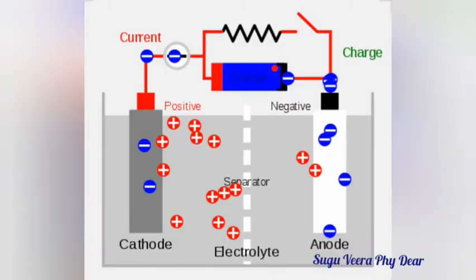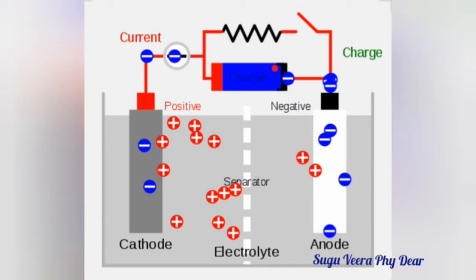Cathode is negative, anode is positive. So cathode attracts positive charge and anode attracts negative charge. Now electron flow is from cathode to anode, negative to positive terminal, and current flows from anode to cathode, positive to negative terminal. Then after ionization, cathode has cations and anode has anions. Now cations are positively charged and anions are negatively charged.